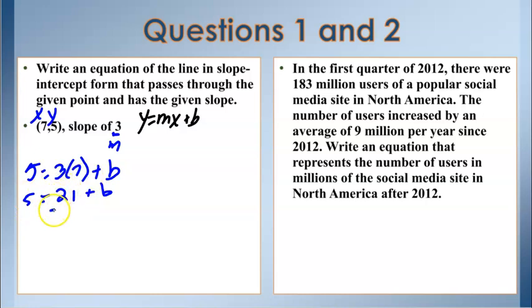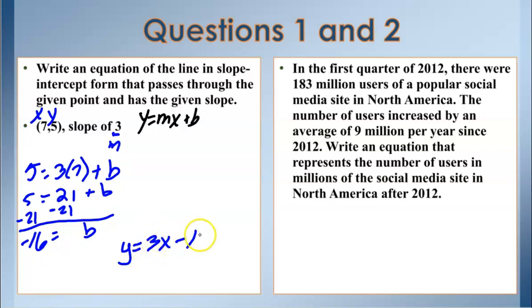To get b by itself, we're going to subtract 21. And our y-intercept is going to be a negative 16. So our equation in y equals mx plus b would be y equals our slope of 3 and our y-intercept of a negative 16. So y equals 3x minus 16.